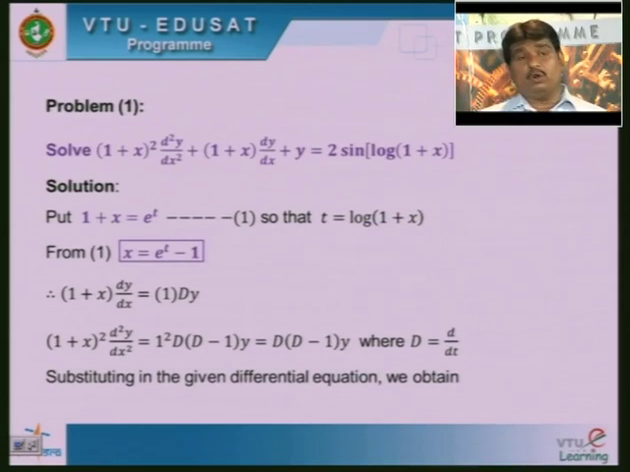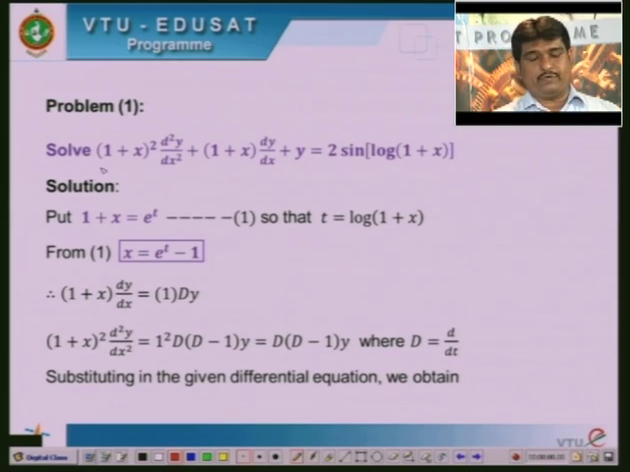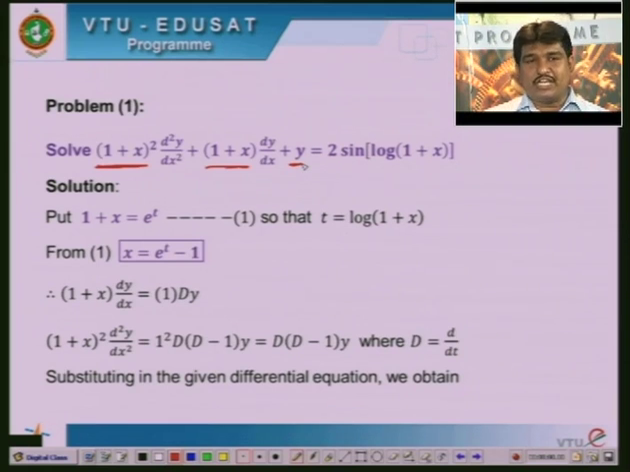Now problem 1 on Legendre's differential equation. Solve 1 plus x the whole square into d square y by dx square plus 1 plus x into dy by dx plus y equals 2 into sine of log of 1 plus x. You can see the coefficient of d square y by dx square is 1 plus x the whole square, the same thing here, 1 plus x into dy by dx, and the coefficient of y is constant. So this is Legendre's differential equation with a being 1 and b being 1.